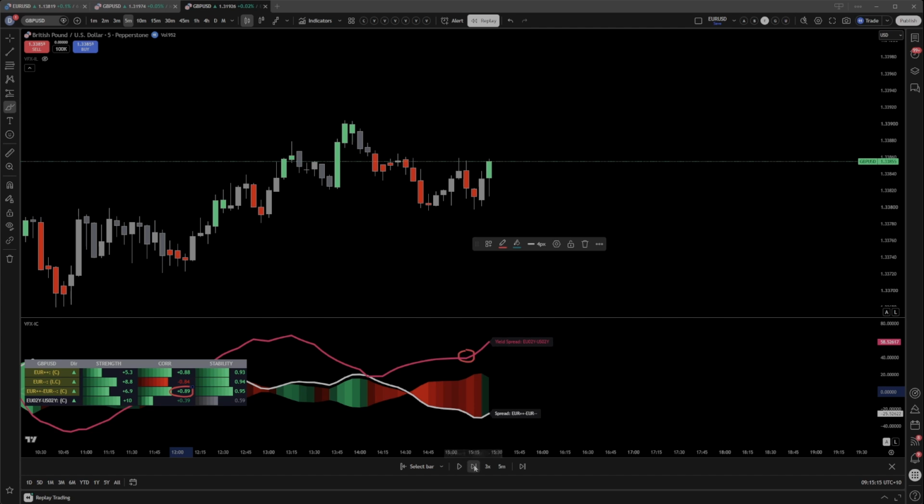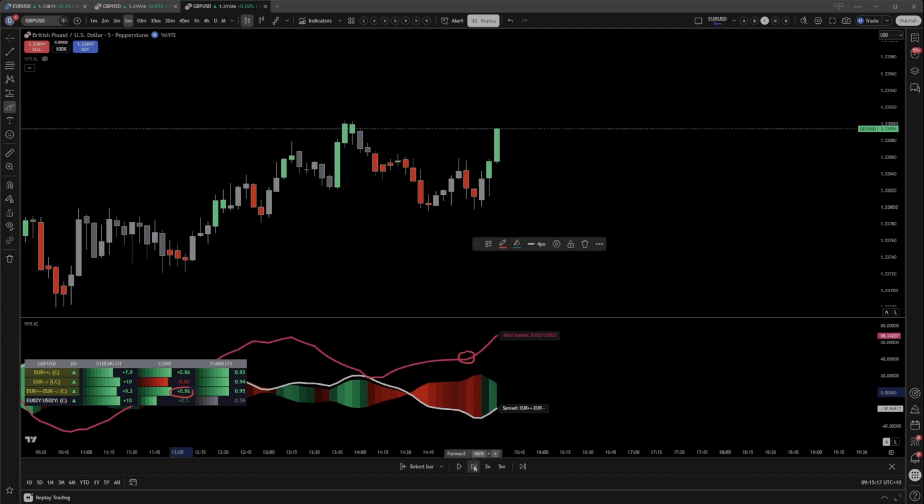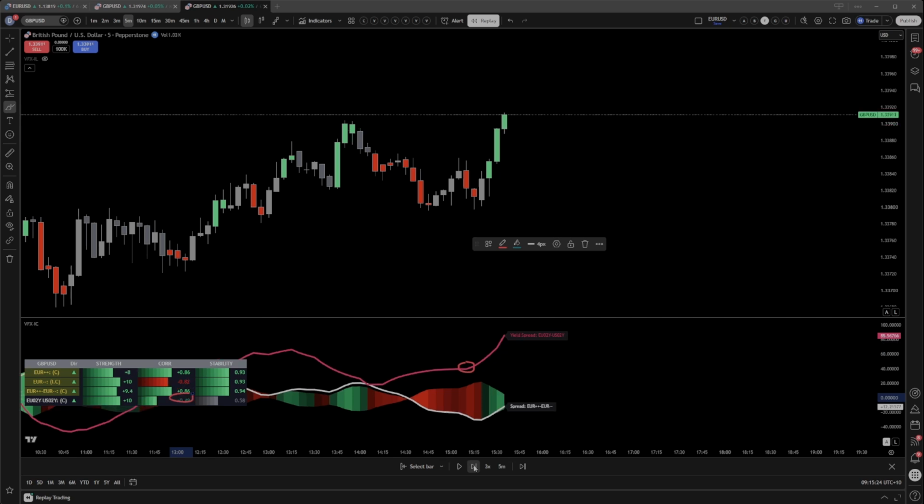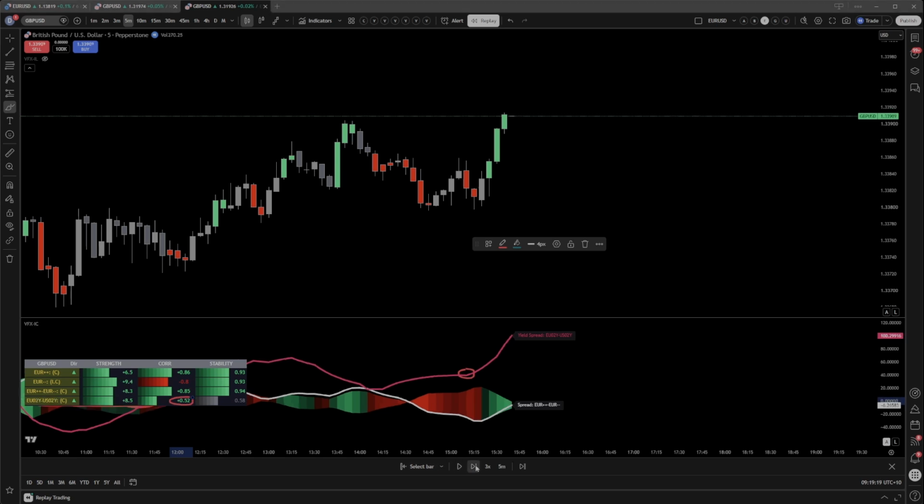Let's continue to see what happens. Yep. Continue up. So that would have been a really good trade. We've seen that the yield spread has turned before price has turned. So we'd be looking at that and we'd be saying to ourselves, well, let's see if price follows it. And sure enough, even though a candle or two afterwards, it does the same. All right, we'll keep going, see what happens.